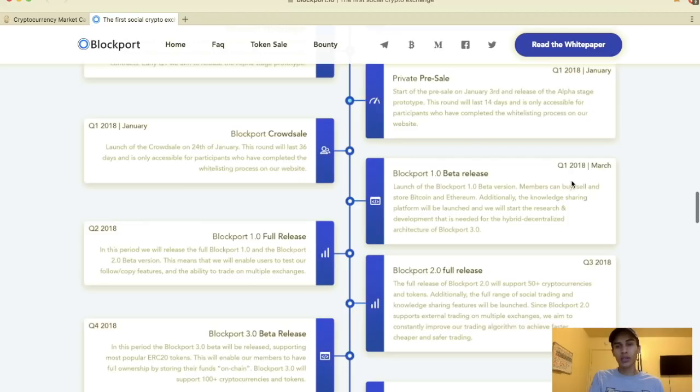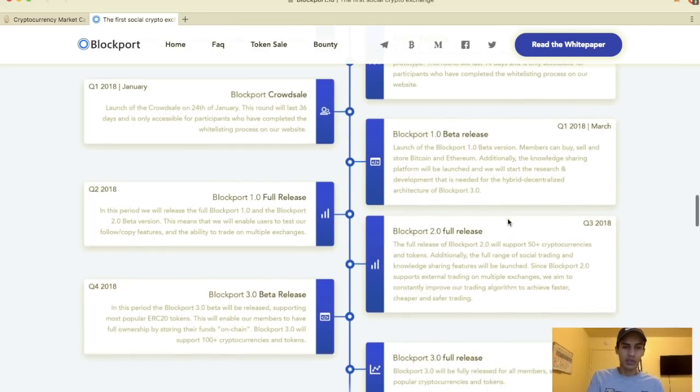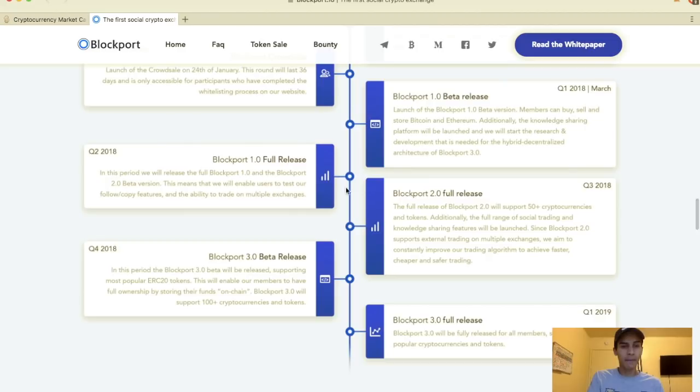Quarter one, which is in March: beta release. The launch of the Blockport beta version, where members can buy, sell, and store Bitcoin and Ethereum. Additionally, the knowledge sharing platform will be launched, and we will start the research and development needed for the hybrid decentralized architecture of Blockport 3.0. 3.0, I believe, is the last beta release before the full release. But let's keep continuing through the timeline here.